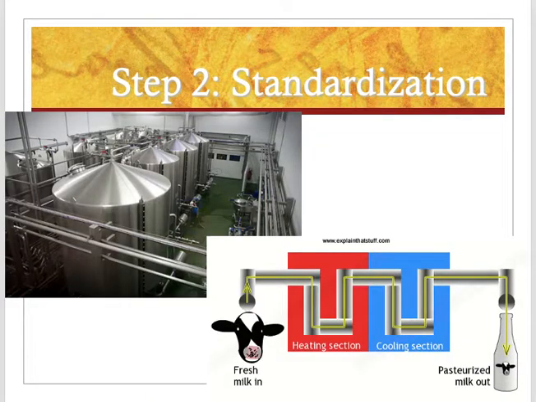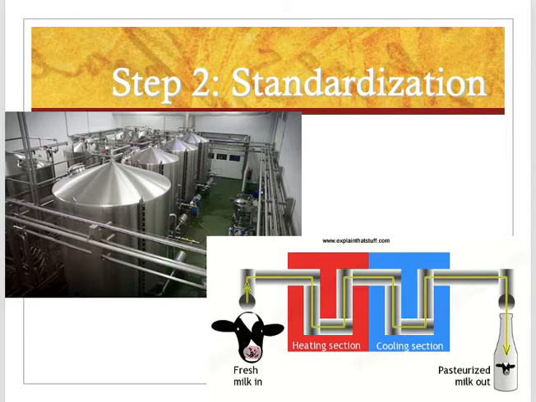All right, step two is standardization. In this process, the milk is going to be weighed and heat treated, or what we call pasteurized, to ensure product safety and uniformity. Here you can see some big pasteurizing tanks in the left-hand picture.